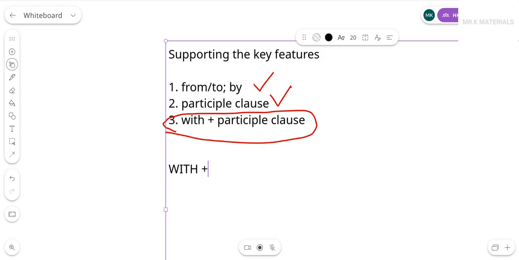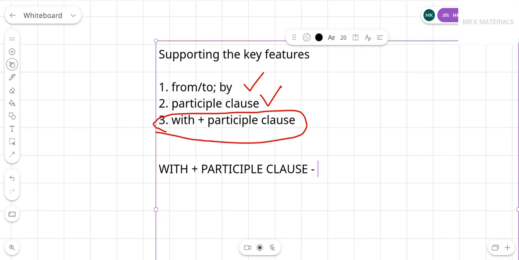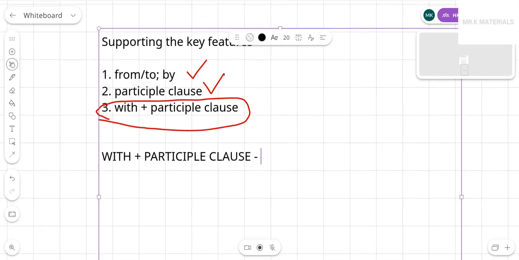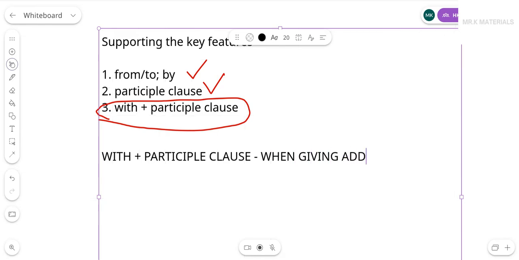So we have with plus participle clause. Again, we don't have to know the translation here, it's a grammatical term. The function, however, is the same. So we use it when giving additional details. However, there is a difference. Here, however, we have more power. Here you have more control.